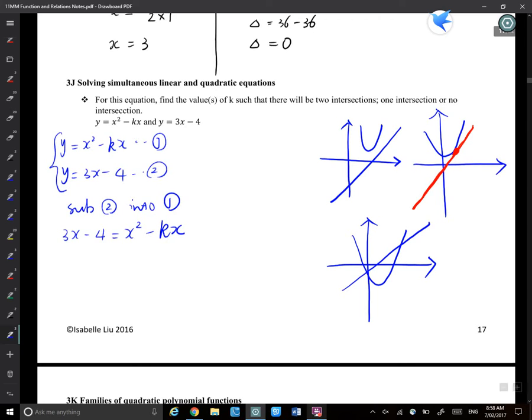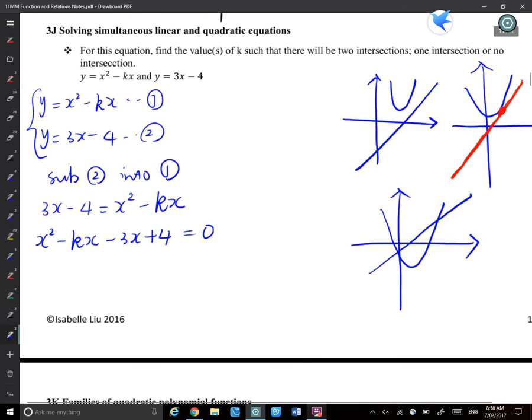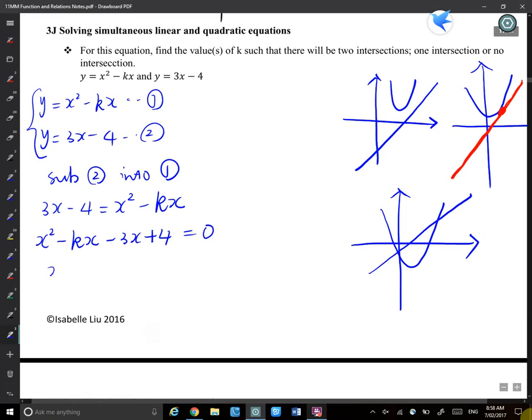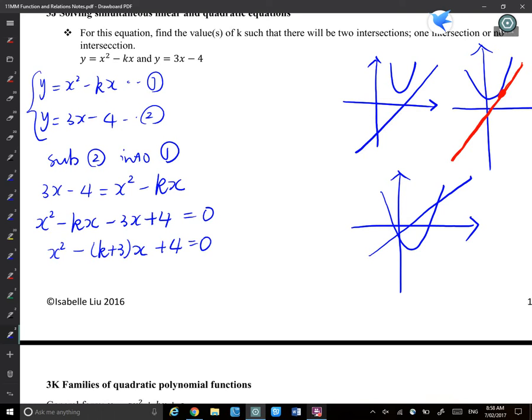So I can move everything to one side. That's a quadratic equation. You should be able to solve quadratic. I'll move everything to the right-hand side. I have x squared minus kx minus 3x plus 4 equals 0. I'll combine the x squared term, combine the x term, and combine the constant term. So I will have x squared minus (k plus 3)x plus 4 equals 0. Now if you know the k value, you can solve out what x is.